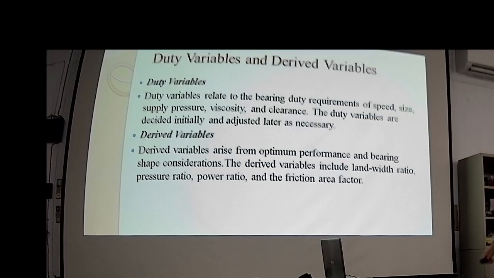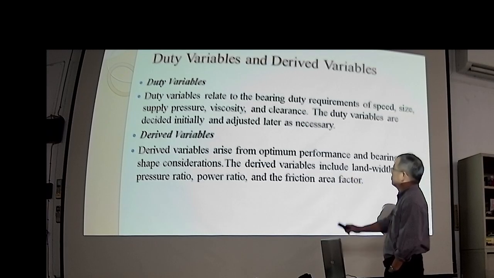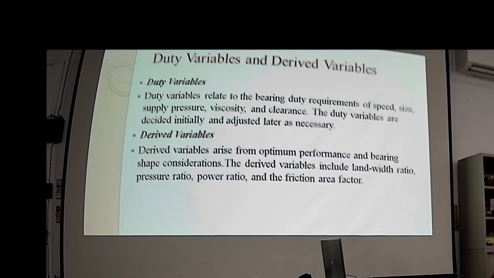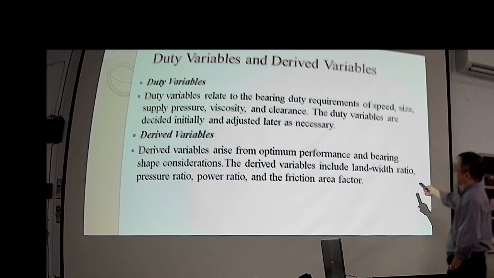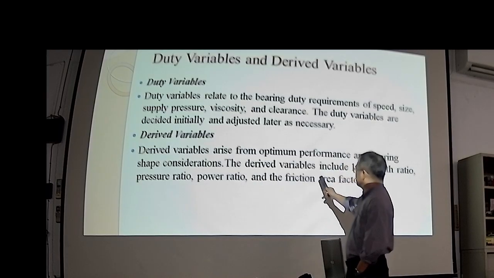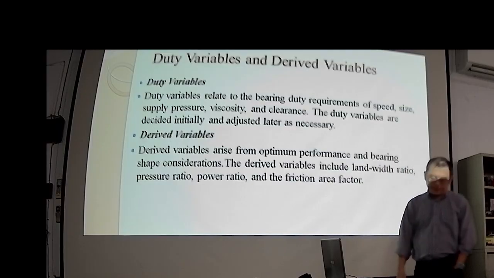And the derived variable arises from the optimum performance and the bearing shape configuration. So the derived variables include length ratio, pressure ratio, power ratio, and the friction area factor.